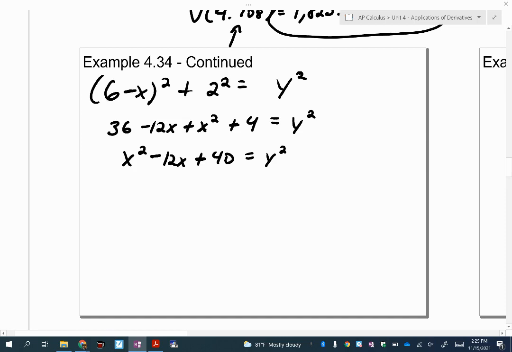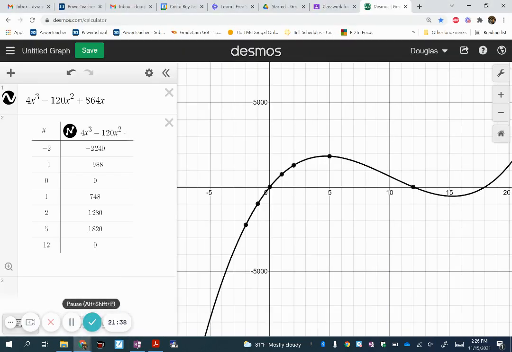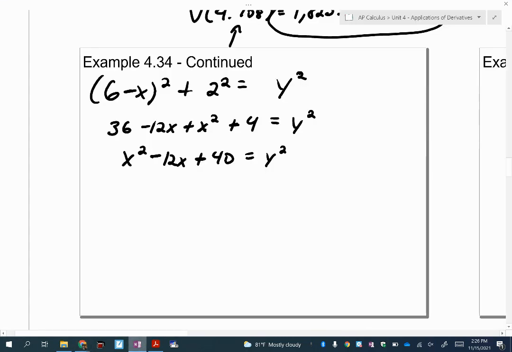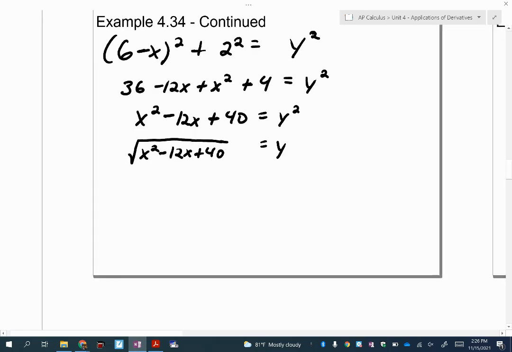Again, I don't want y squared, I want letter y. So when I want to finish this to get it to be y, I take the square root of both sides. I get the square root of x squared minus 12x plus 40. So what I'm going to do is I'm going to replace that.